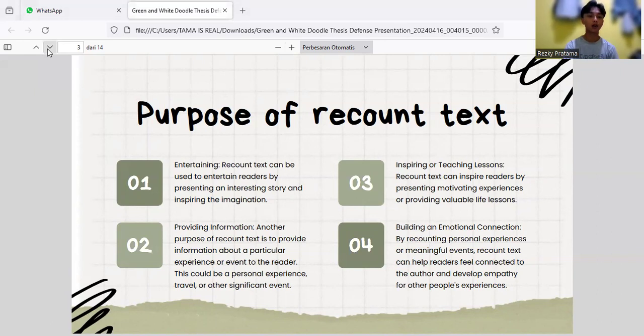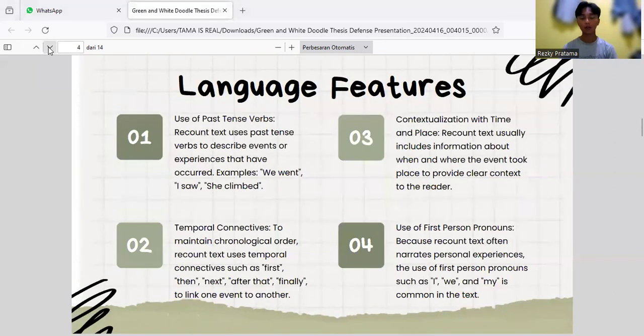Next, about the language features of recount text. For number one, of course, we use past tense verbs. Recount text uses past tense verbs to describe events or something that happened in the past. For example, we went, I saw, she climbed.